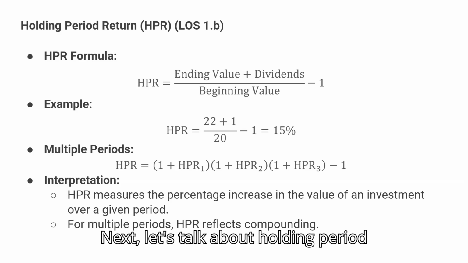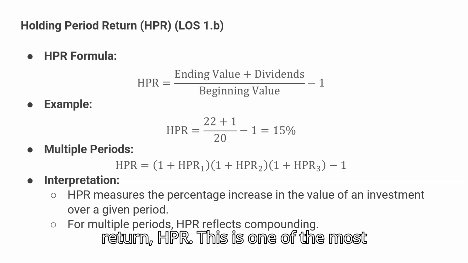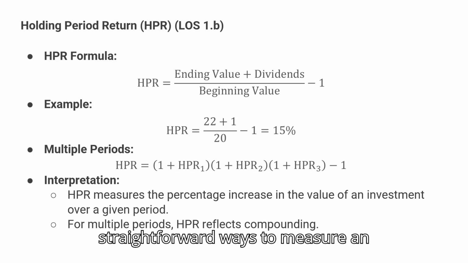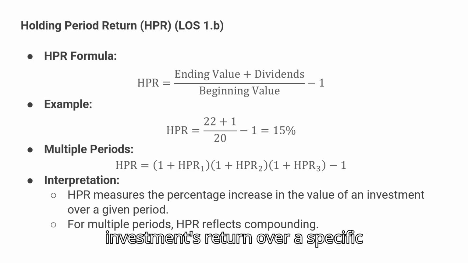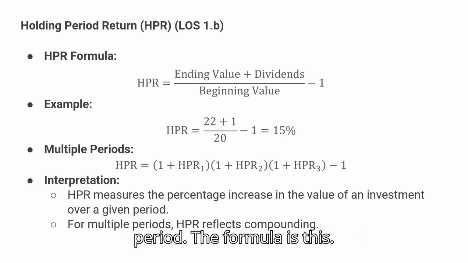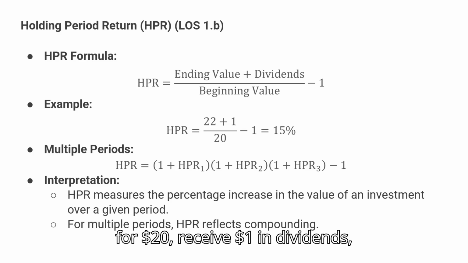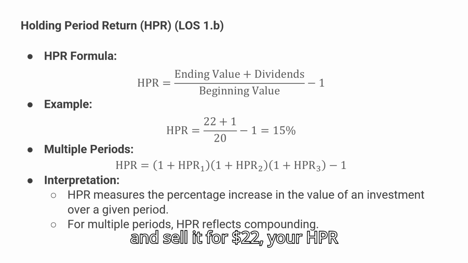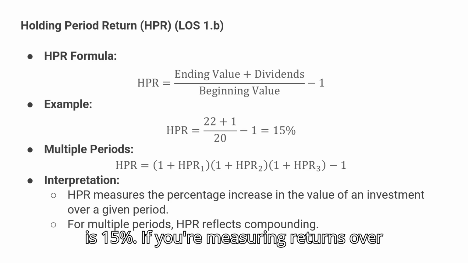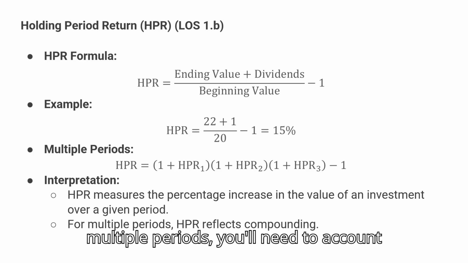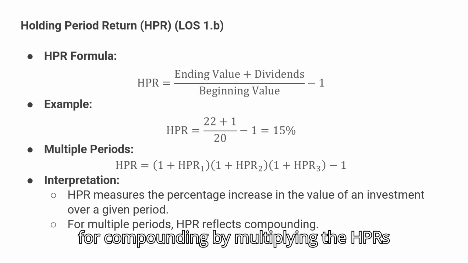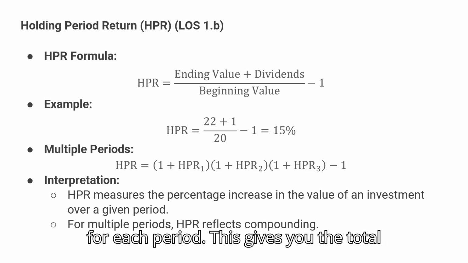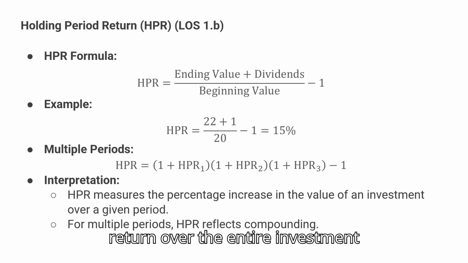Next, let's talk about holding period return, HPR. This is one of the most straightforward ways to measure an investment's return over a specific period. The formula is this. For example, if you buy a stock for $20, receive $1 in dividends, and sell it for $22, your HPR is 15%. If you're measuring returns over multiple periods, you'll need to account for compounding by multiplying the HPRs for each period. This gives you the total return over the entire investment horizon.